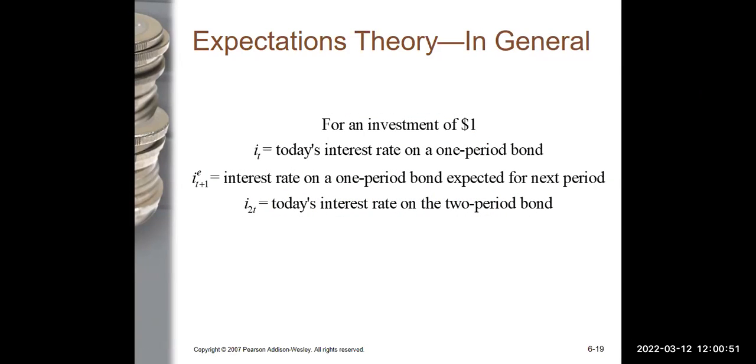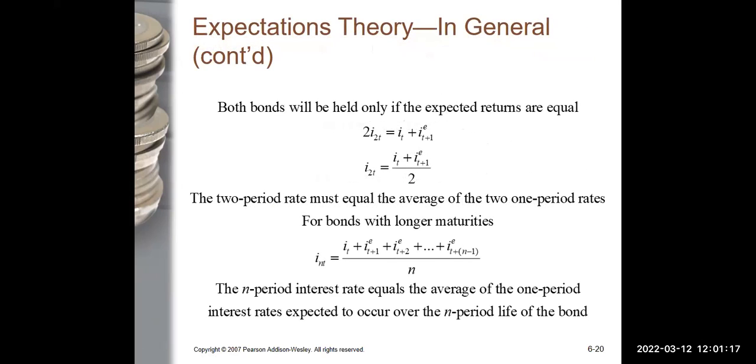So this is the formula for the expectations theory. For an investment of $1, IT is today's interest rate on a 1 year period bond, and expected interest rates for T plus 1 is the interest rate on a 1 period bond expected for the next period. T is the current period, T plus 1 is the next period. And I2T is today's interest rate on the 2-year bond. And look at the formula here. I2T will be equal to what? IT, the current period, and what is expected in the future, divided by 2. And you can further extend this formula to any number by dividing the sum of all those interest rates by n.